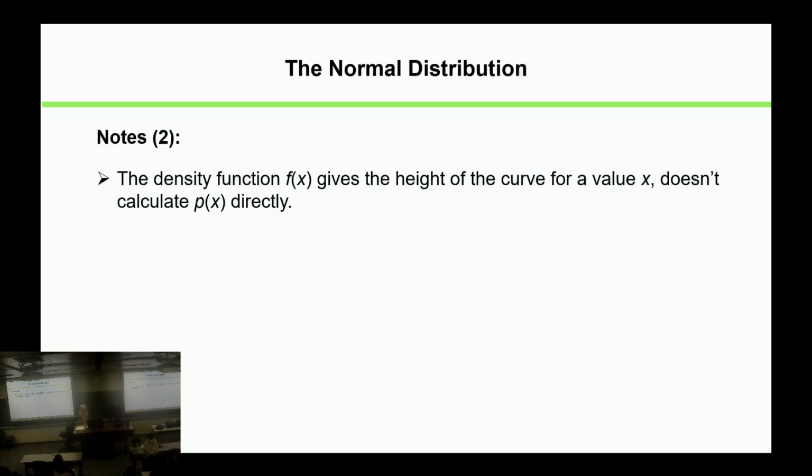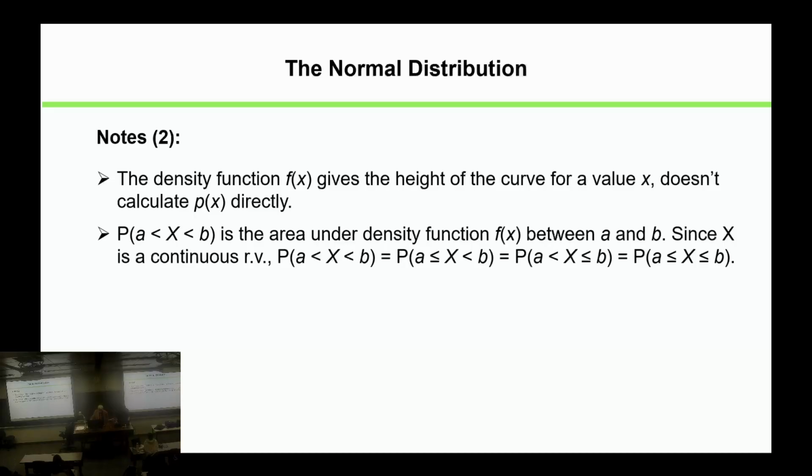It's important to recognize, again, what we're trying to emphasize is that the density function f of x gives the height of the curve for a value x, but it doesn't calculate P of x directly. How we get a probability is we have to get a probability between two values on the x-axis. And the probability is going to be the area between A and B under the curve there.